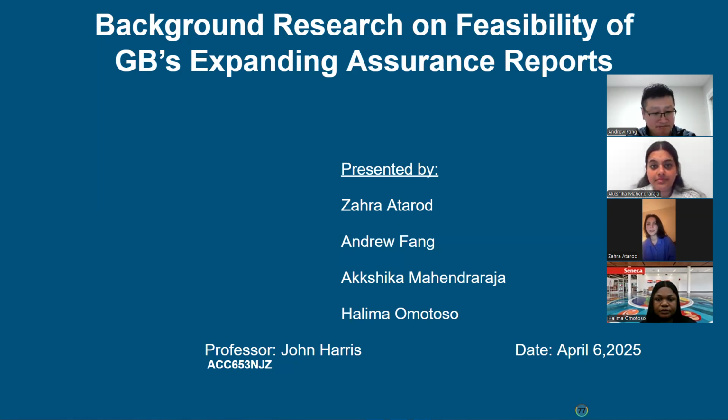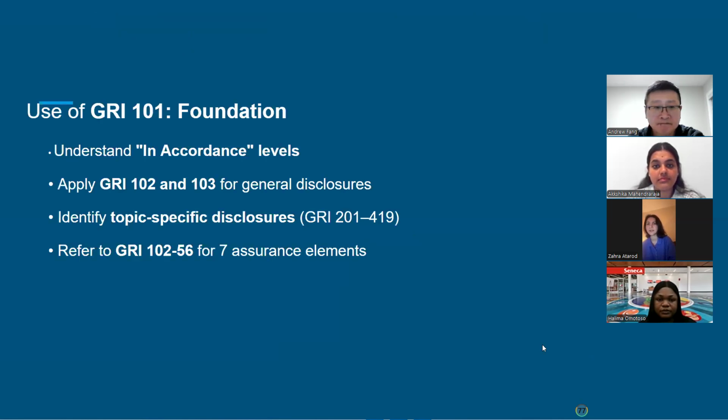The GRI, the Global Reporting Initiative, is the most widely used framework for sustainability reporting worldwide. It helps organizations communicate their environmental, social, and economic impacts in a structured and transparent way. To say a report is prepared in accordance with the GRI standards, an organization must follow the structured process using three universal standards: GRI 1 Foundation, GRI 2 General Disclosures, GRI 3 Material Topics.